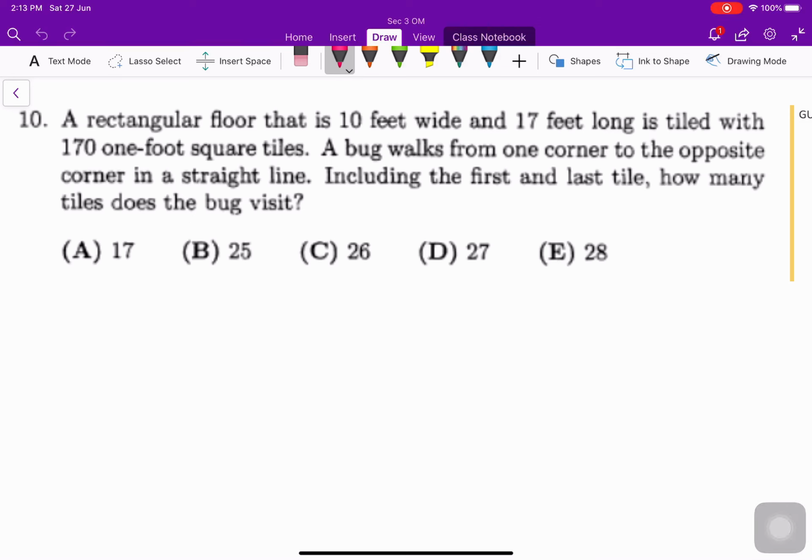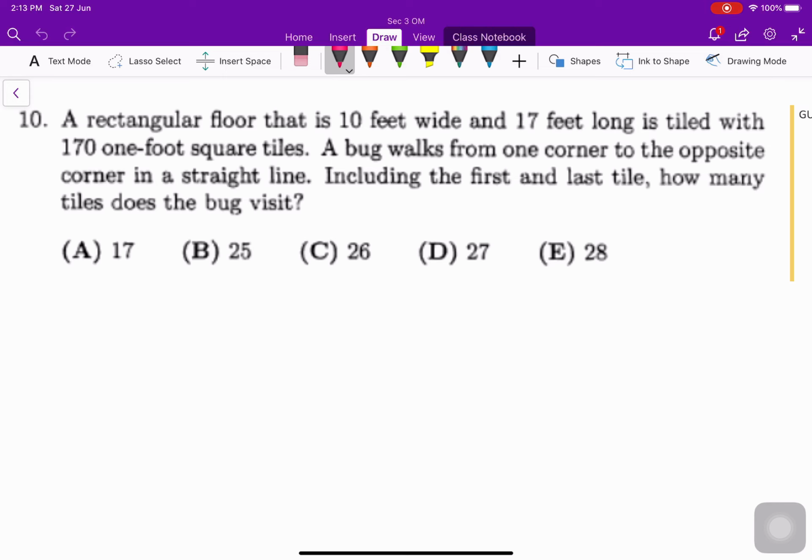Okay, let's look at question number 10. It says that a rectangular floor is 10 feet wide and 17 feet long. It's tiled with 170 1-foot square tiles. A bug walks from one corner to the opposite corner in a straight line. Including the first and the last tiles, how many tiles does the bug visit?